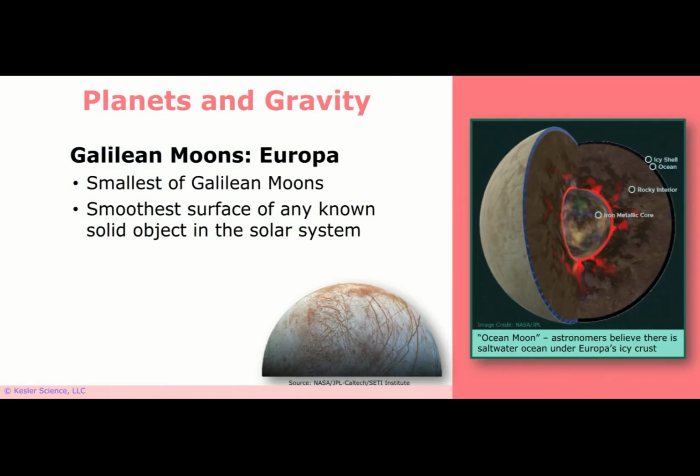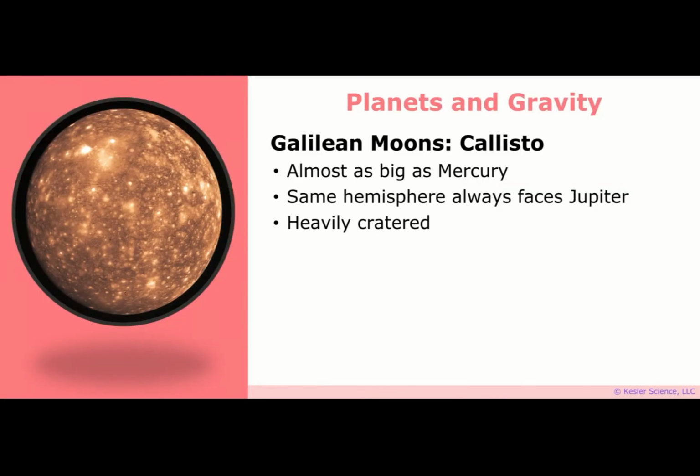Next up, another of the Galilean moons is called Europa. It's the smallest of the Galilean moons. It has the smoothest surface of any known solid object in the solar system. As you can see here, the ocean moons, astronomers believe that there is a saltwater ocean under Europa's icy crust. The next one is the Galilean moon Callisto. It's almost as big as Mercury. The same hemisphere is always facing Jupiter, the other side you can't really see from Jupiter, and it's heavily cratered.